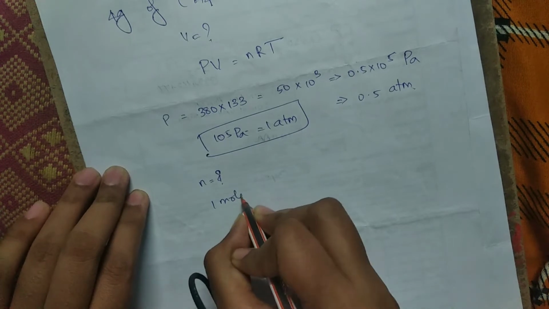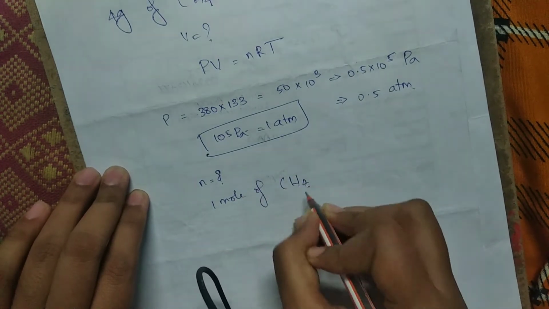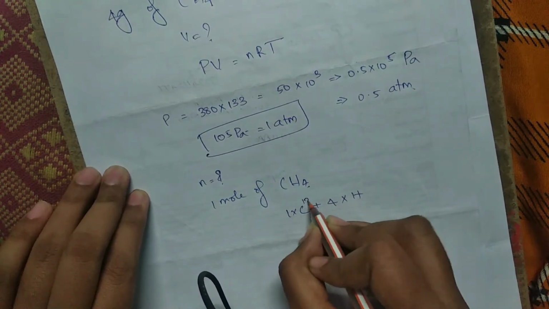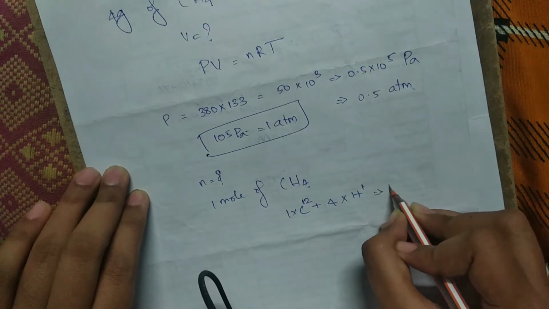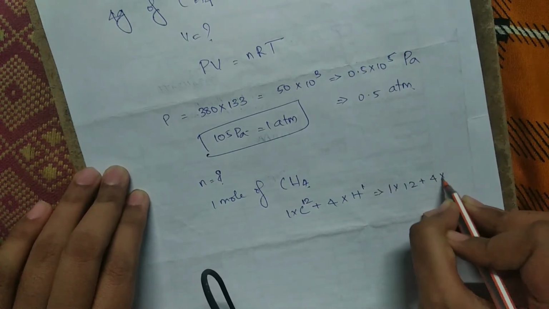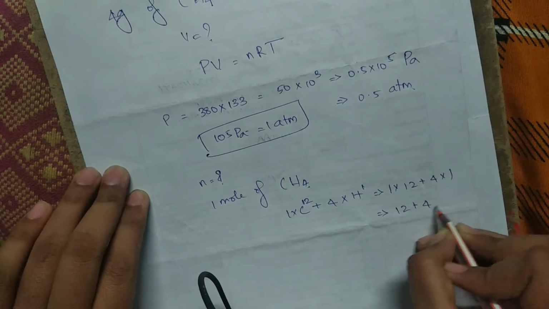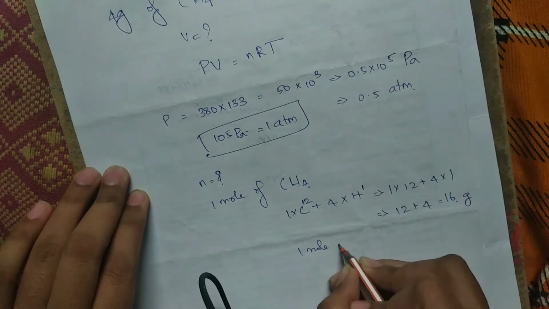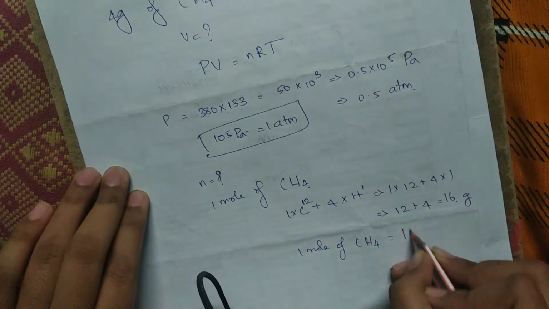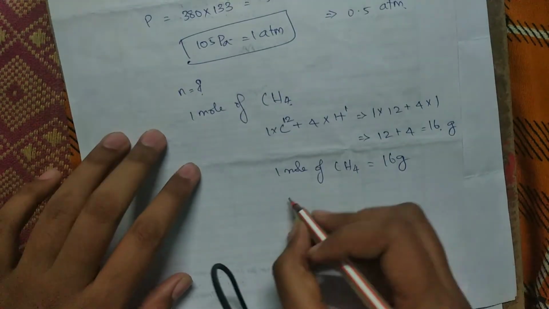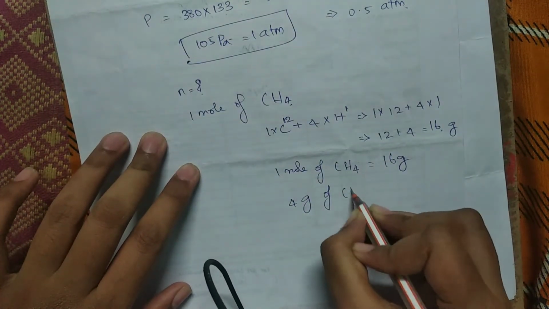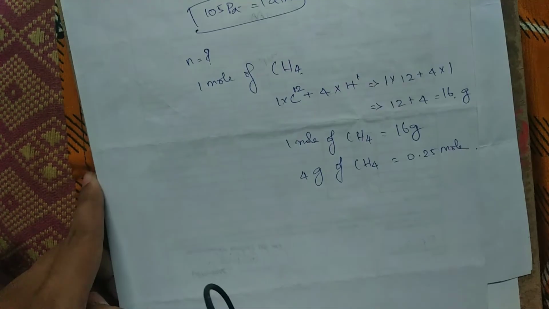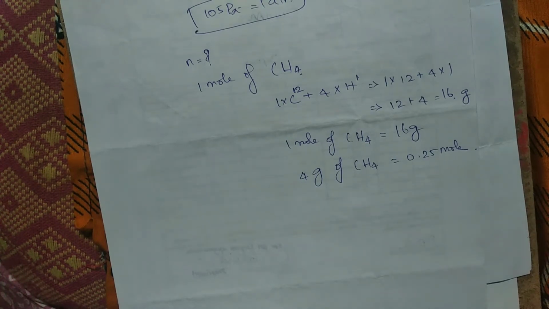We need to find out. 1 mole of methane will have how much? Here 1 carbon is there. 1 into carbon plus 4 into hydrogen. Carbon mass number is 12. Hydrogen mass number is 1. That will be 1 into 12 plus 4 into 1. That is 12 plus 4 is equal to 16. So 1 mole of methane will be equal to 16 gram. Then 4 grams of methane will be equal to 0.25 mole. Okay, so we know the values of P and n.